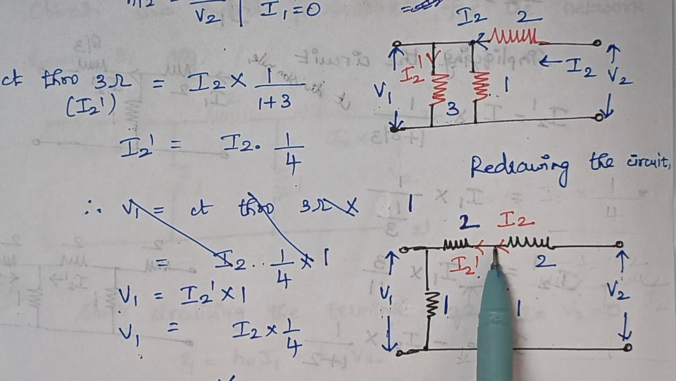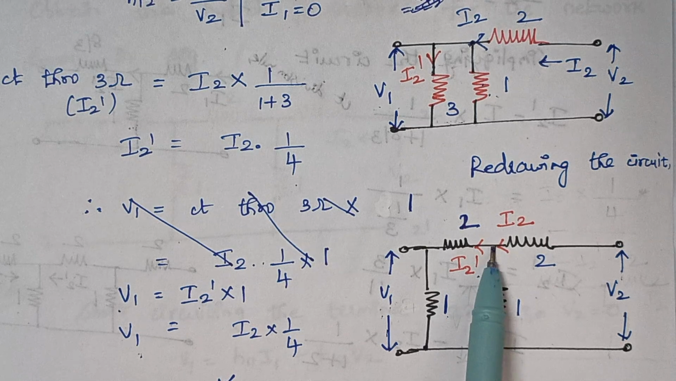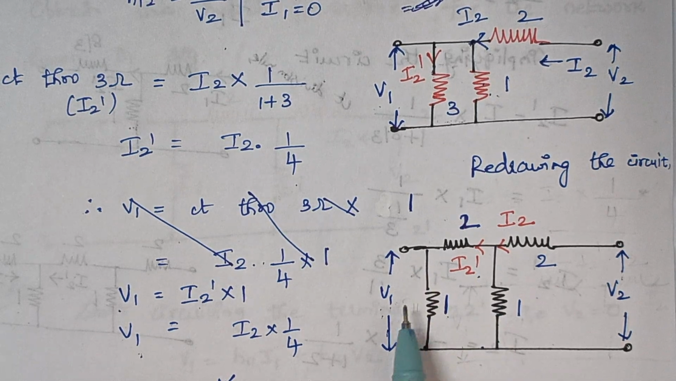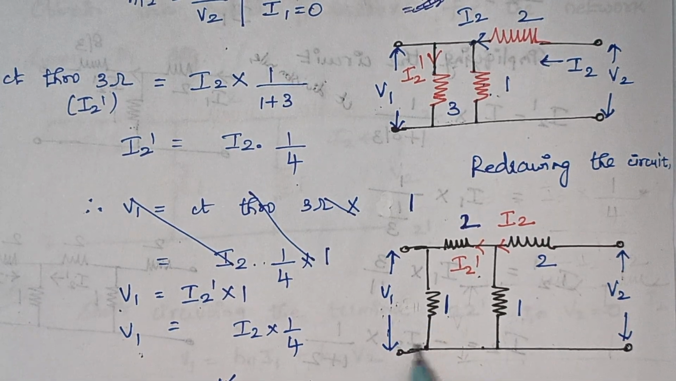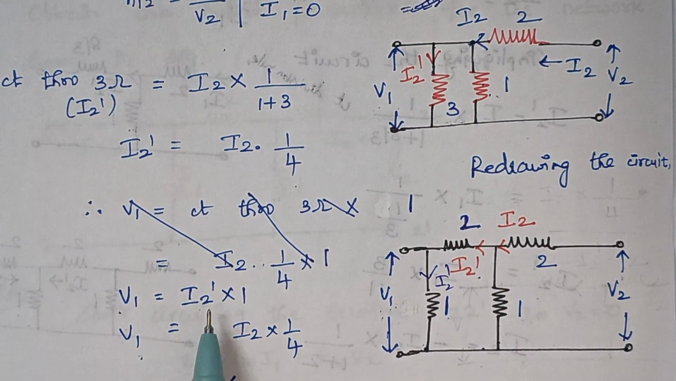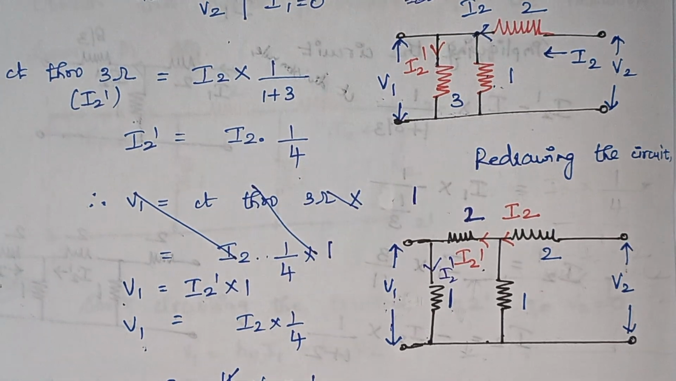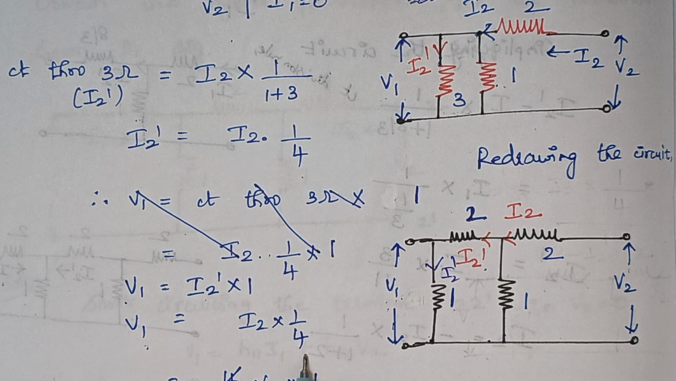So now what is V1? Because these two resistors are connected in series, this I2 dash flows through this 2 ohm as well as through this 1 ohm. So here V1 is nothing but I2 dash into 1, because the current flowing through this one is the same I2 dash. So what is I2 dash? I2 dash is nothing but I2 into 1 by 4. So just substitute the value in the place of I2 dash.